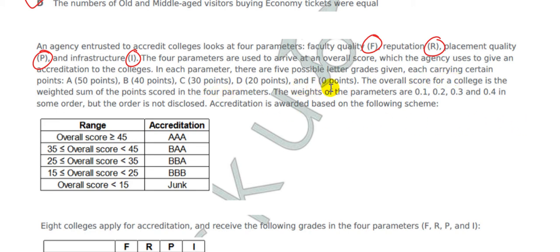In each category there are 5 possible grades given, each carrying certain points. A is 50, B is 40, C is 30, D is 20, F is 0. So this is for every category.